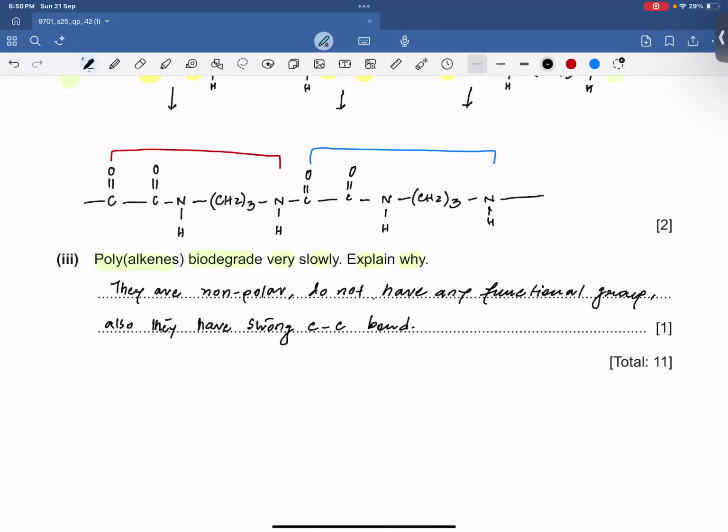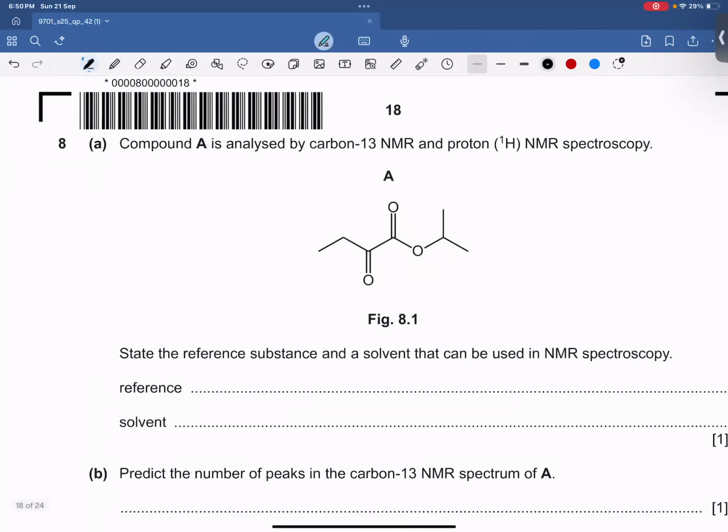All right, that's the end of this question. Let's move on to the next one. Let's see what we have in the next question. That is question number 8. Oh my goodness, that's proton and C13 NMR. That's my favorite. Compound A is analyzed by carbon-13 NMR and proton NMR spectroscopy.